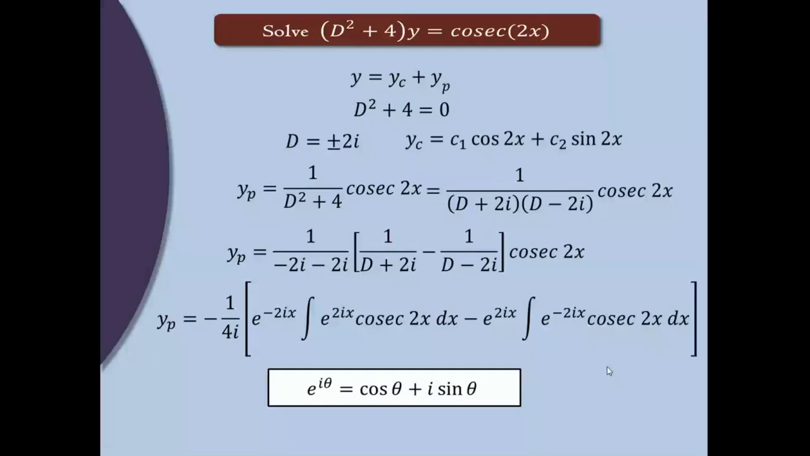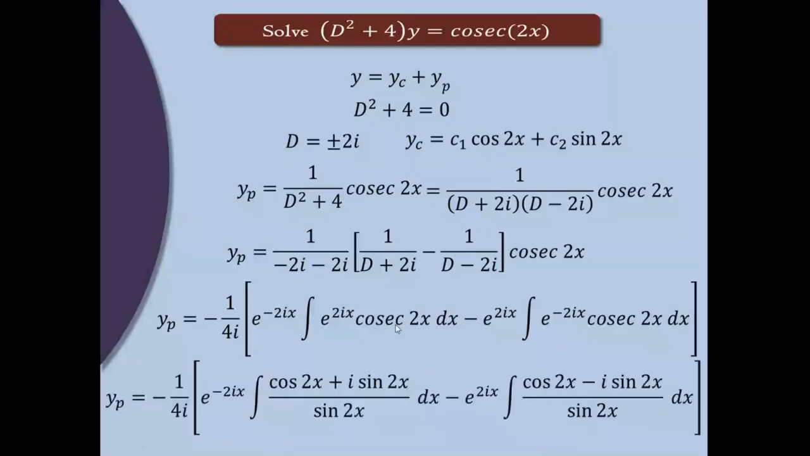So e raised to 2ix becomes cos 2x plus i sin 2x, and cosec is nothing but 1 by sine. e raised to minus 2ix is cos of minus 2x plus i sin of minus 2x. But cos of minus theta is the same as cos theta, and sine of minus theta is minus sin theta. So this e raised to minus 2ix becomes cos 2x minus i sin 2x. Cosec is 1 by sine. Correct? So we just converted this integration in terms of trigonometric terms. The outside term we keep as it is because we just have to solve the integration.